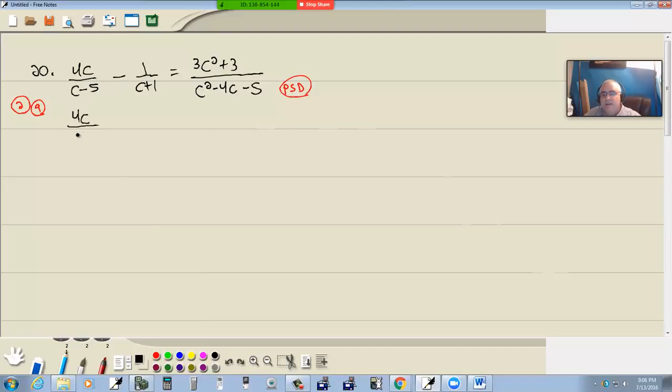So we're going to have 4C over C minus 5 minus 1 over C plus 1 equals 3C squared plus 3 over C minus 5 times C plus 1. Now 2b, we have to determine our LCM. And we start with the first factor, C minus 5, looking for the greatest number of C minus 5s in a single denominator, which is 1. C plus 1, we're looking for the greatest number of C plus 1s in a single denominator, which is 1. So this is our LCM.